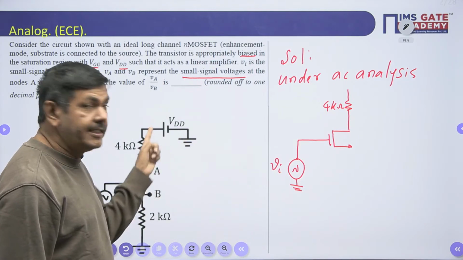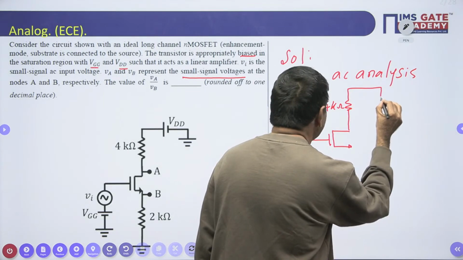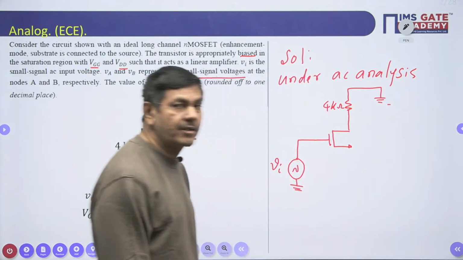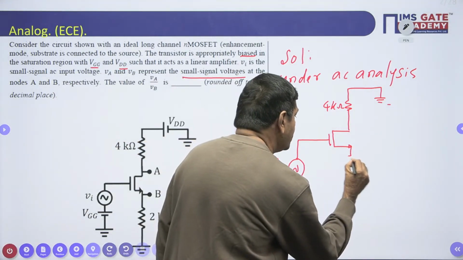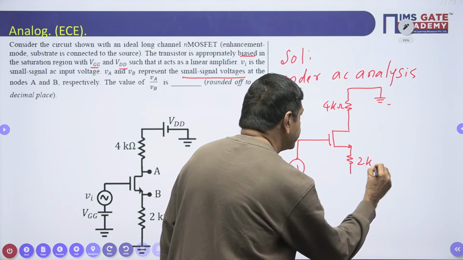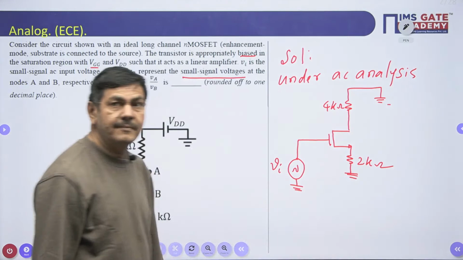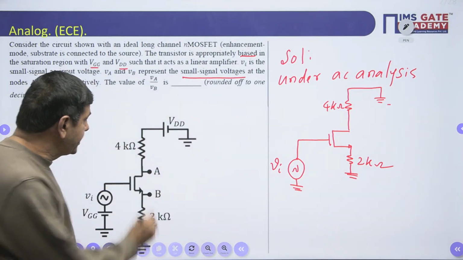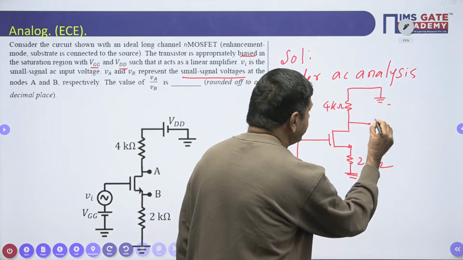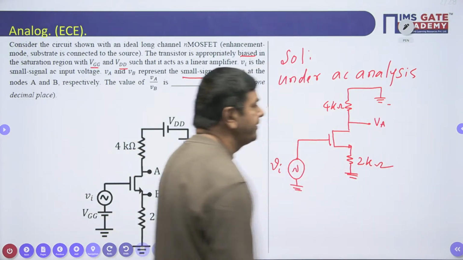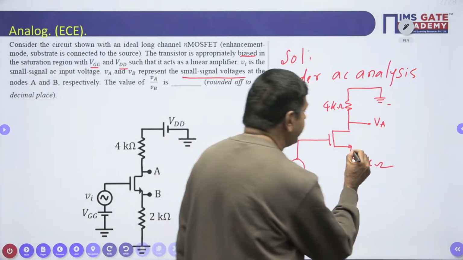There I got VDD, the DC source. That must be shorted directly now. A 2 kilo ohm resistor is connected here, and I will connect the 2 kilo ohm this side. This is also connected to the ground. Here this point is A. I will take VA from here; at this point I need to get the VA value. VB is required from the B point.